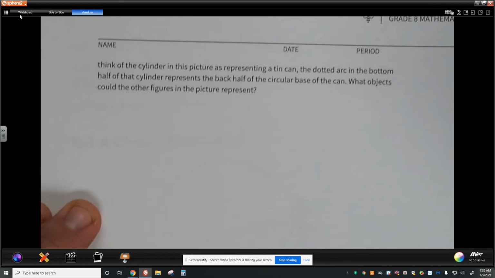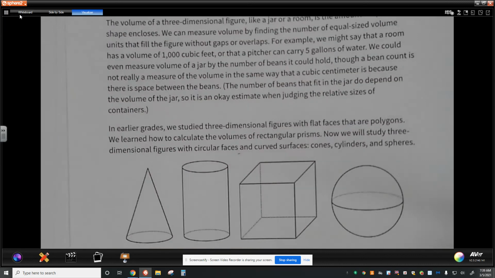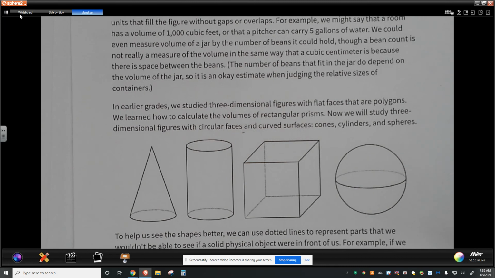Final thoughts. The objects that we're after, we could really find the volume of anything. And what objects could the other figures in the picture represent? These things represent a lot of different things in life. So think about it. Have a little fun today.